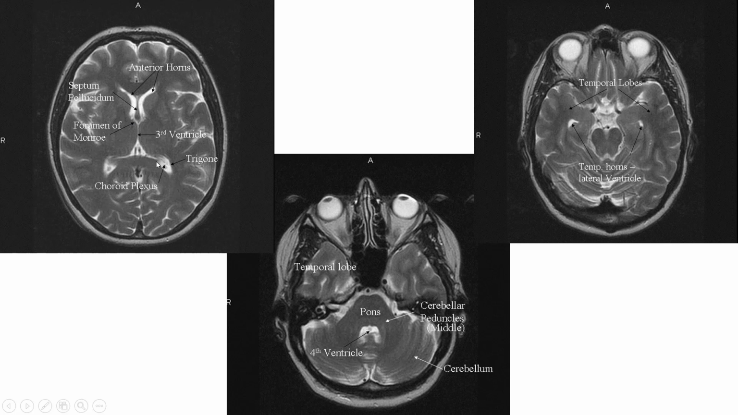and the trigone area, the left and the right trigone area of the occipital horn of the lateral ventricles, and then this is the choroid plexus within the trigone area of the lateral ventricles. Taking a look a little bit inferior to that, here on this image on the right, you can see the temporal lobes of the temporal horns of the lateral ventricles. So these are the temporal lobes of the brain, and then these are the temporal horns of the lateral ventricles.